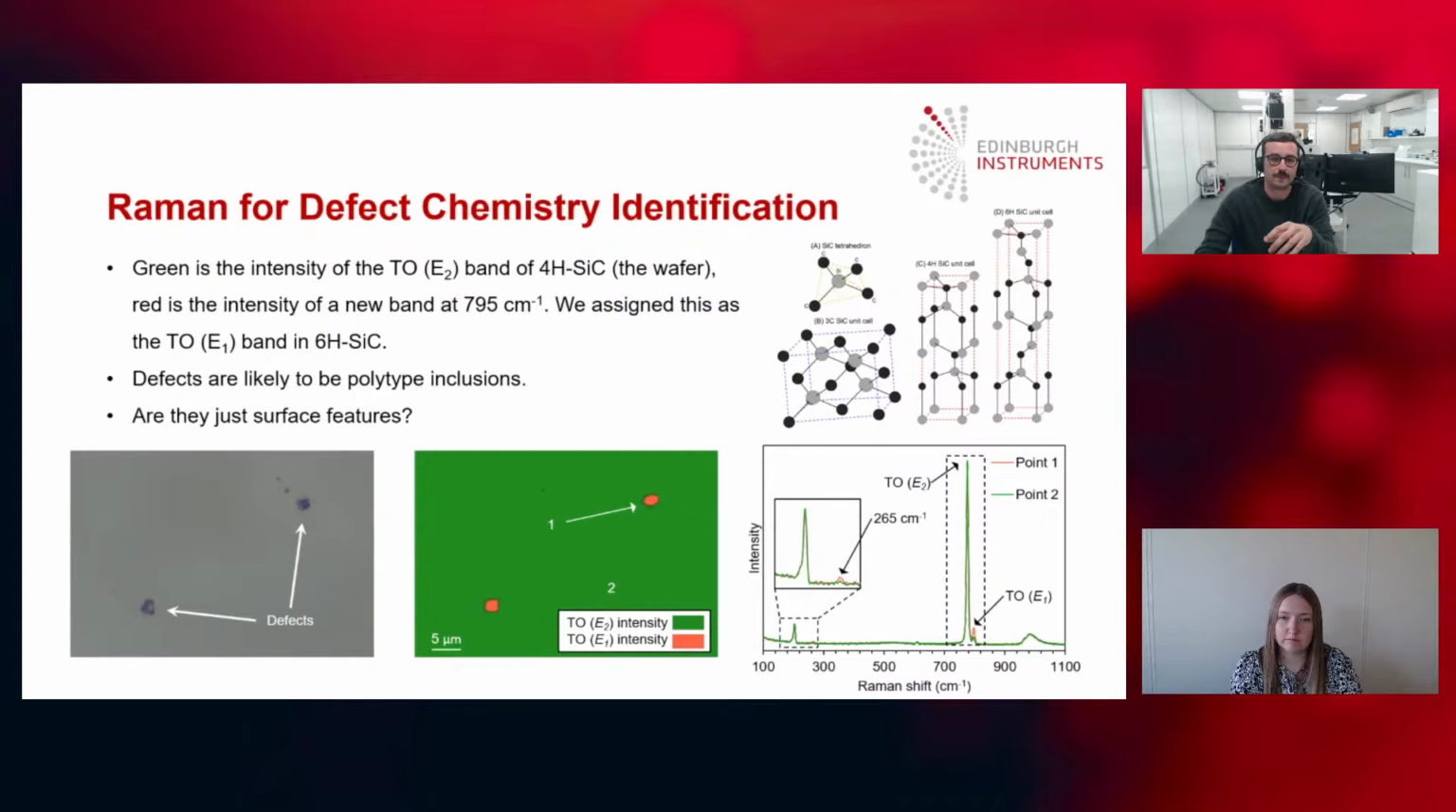essentially. So the regions that we thought were defects showed a different band at 795 wave numbers, which wasn't in the 4H silicon carbide. So we assigned this band as the TO band of 6H SiC. By 6H, we mean it also has hexagonal symmetry, but in this instance, the unit cell has 6 layers of carbons. So through the Raman spectra, we're able to characterize the chemistry of the defect and say that it's likely a polytype inclusion. It's a polytype inclusion because it's just a different polytype of silicon carbide, but it's maybe not what the manufacturer wants to be in their wafer.